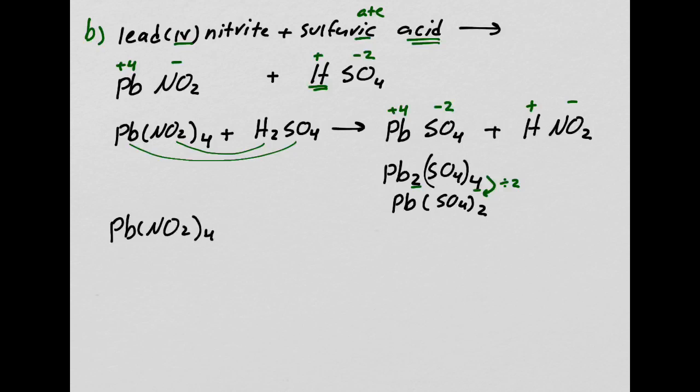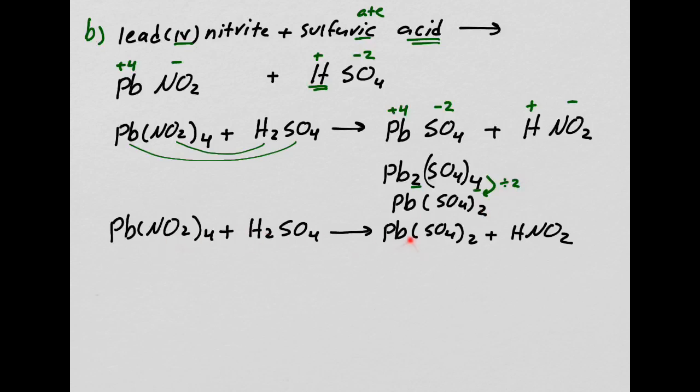Pb4 nitrite plus sulfuric acid goes to Pb4 sulfate plus nitrous acid. You guys good with this so far? The hardest part was probably here. After you cross multiply the charges, don't forget to simplify. You must simplify if you could simplify.